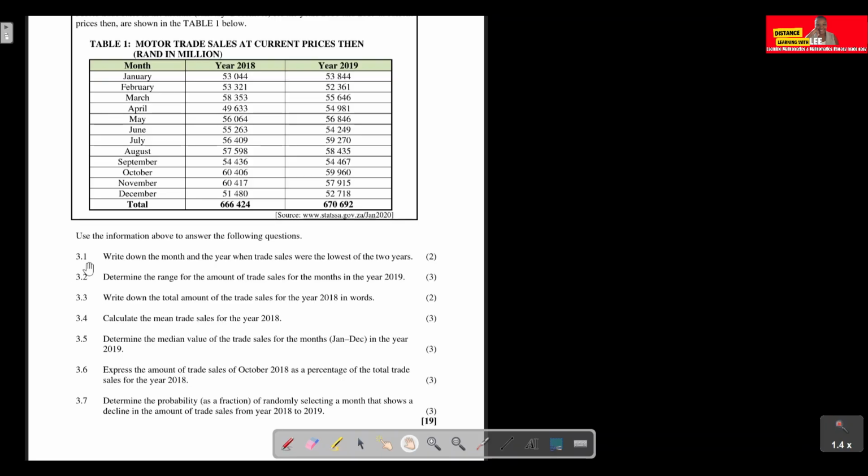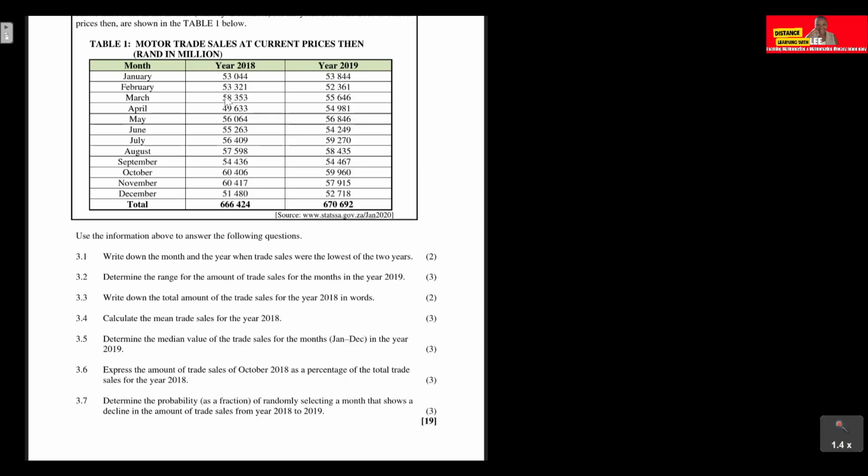Okay, 3.1 says write down the month and the year when the trade sales were the lowest of the 2 years. So in this case, we want to find which month and which year we had the lowest trade sales. So we want to look at all this information that is given to us here, and find the month and year that has the lowest value of the trade sales.